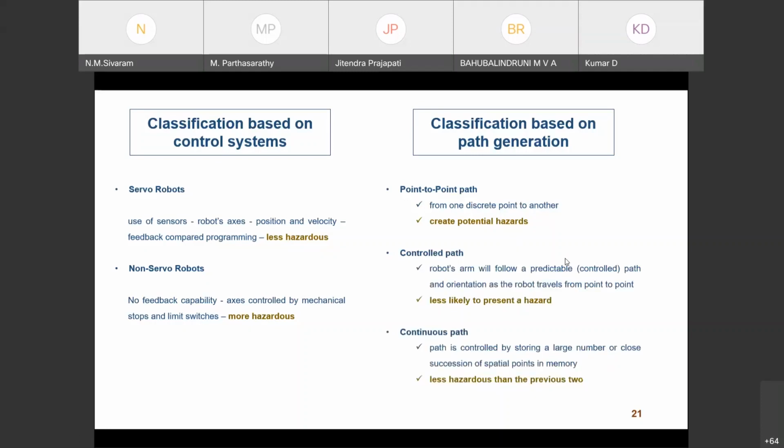An operator or the programmer who is working with the robot has to understand the work envelope. He should always be aware of the work envelope of the robot. Second one is the control system. A servo-controlled robot is much better than a non-servo robot, because the sensor gives the feedback and the robot will work based on the feedback, and this makes the robot less hazardous. The third one is the classification based on path generation. A path that is generated with a succession of a large number of spatial points will give you a good control over the movement of the robot, which again makes the robot less hazardous. So this is about how we can relate the hazardous nature of the robot and the types of the robot.